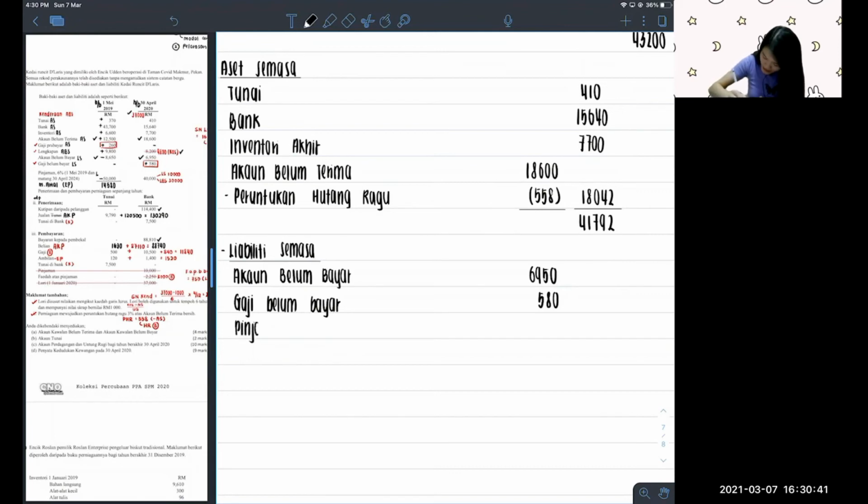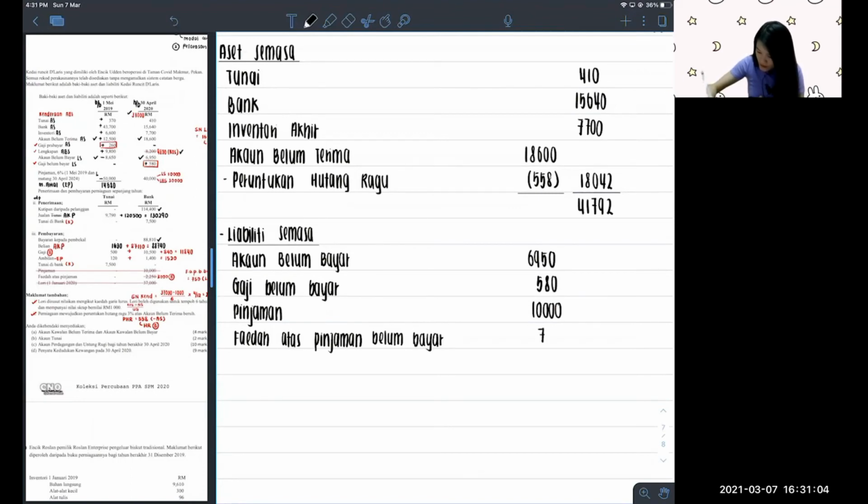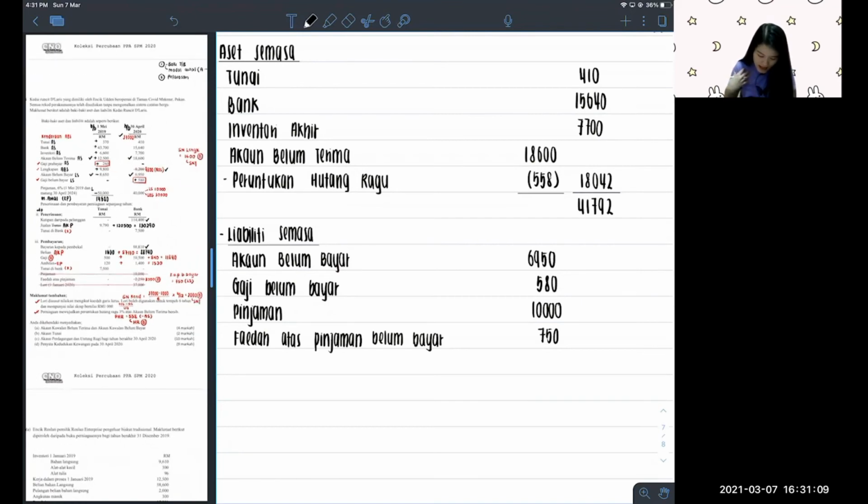Pinjaman of 10,000. This is next year's figure that we need to pay within 12 months' time, okay? 10,000. And also faedah atas pinjaman belum bayar. That is 750. So I want you guys to check, did I miss out anything or not? Is there any LS that I haven't written yet so far? Okay, so if there isn't any more, then you can just jumlahkan and bring back to the third column.